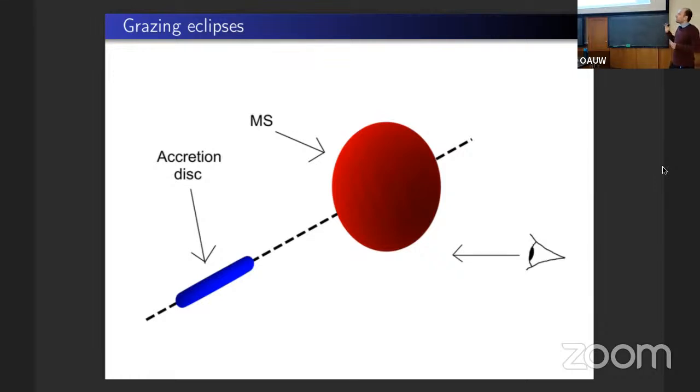So because the eclipse only grazes the accretion disk, the flux changes slightly. Because we eclipse only a very small part of the accretion disk, not the full accretion disk. And this is called grazing eclipses. They are not seen very often, they are pretty rare, but when we see them, they are pretty cool.